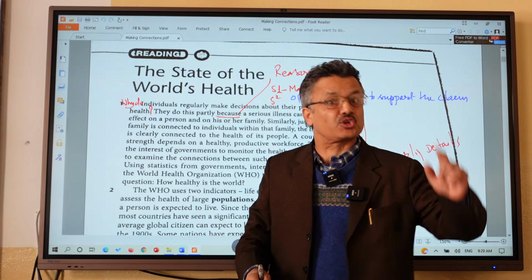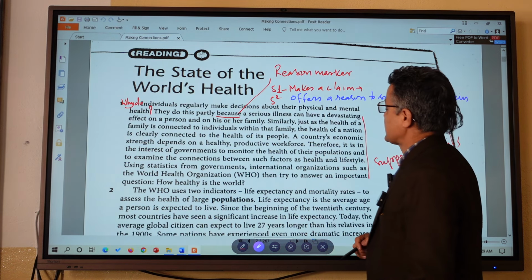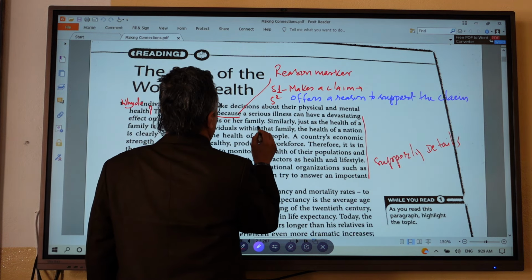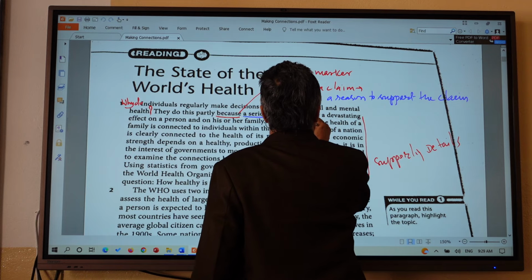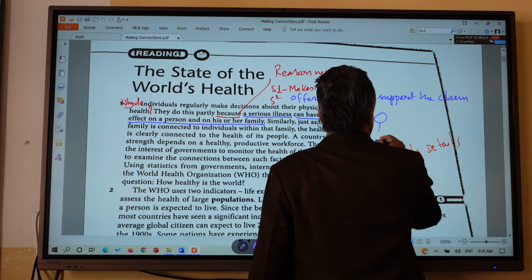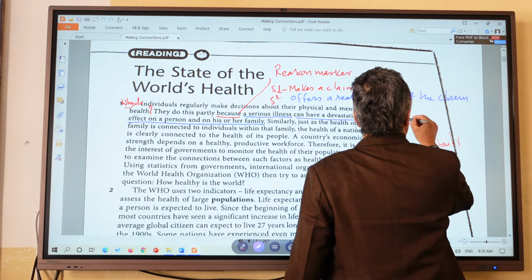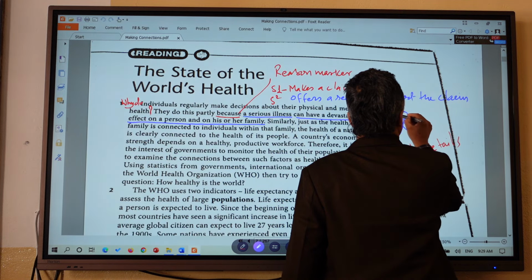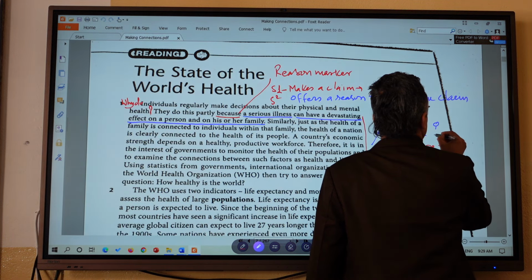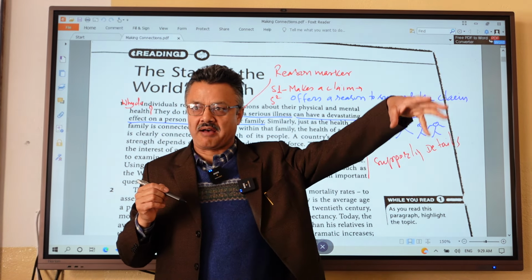Sentence one says, people make decisions. And you have a question, why? Now, sentence two answers, because a serious illness can have a devastating effect on a person and his or her family. If Divakar sir becomes seriously ill, Divakar sir's wife too will have problems, right? And Divakar sir's children too will have problems. If anybody in the family is sick, the whole family is affected.